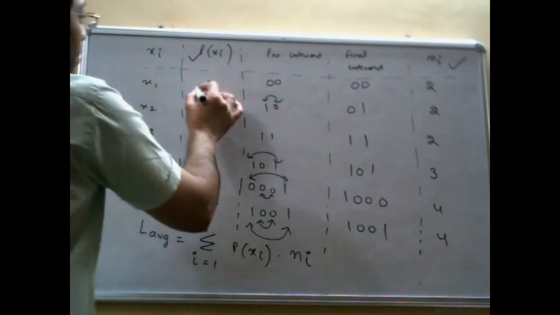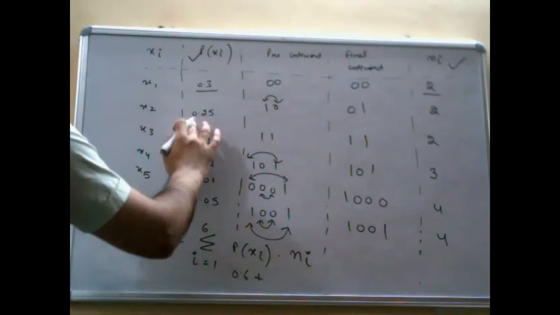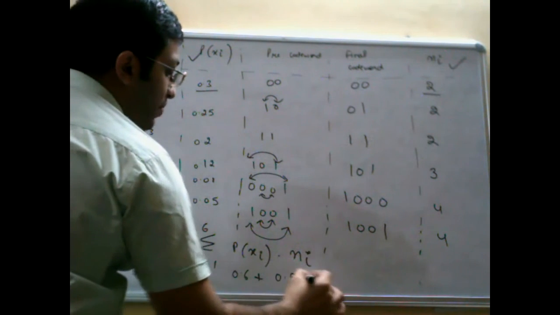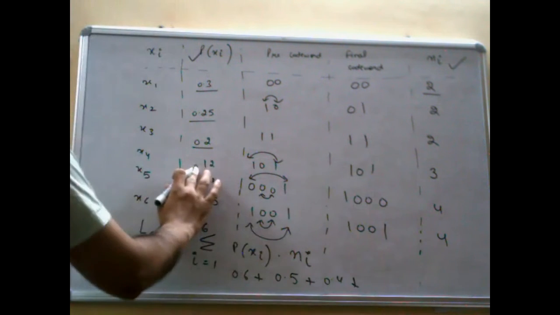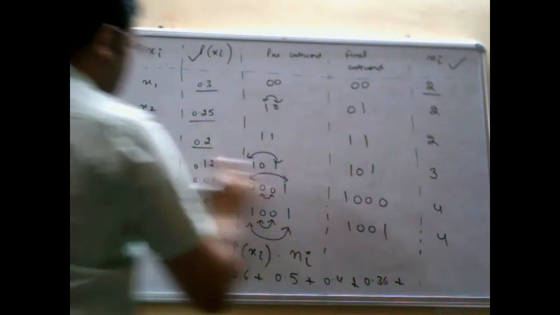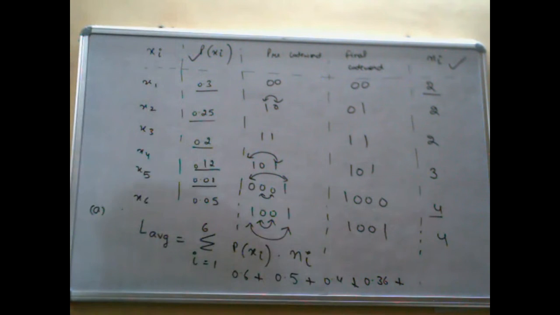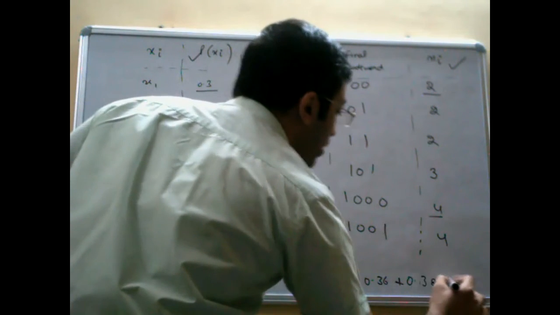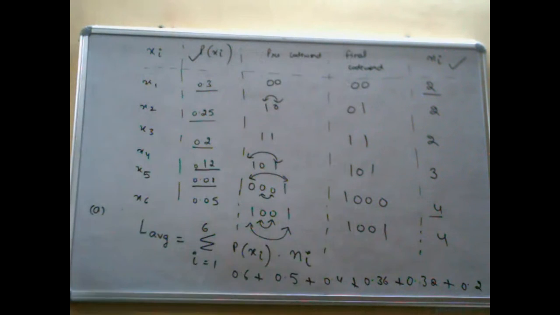Let's see what this will be. 0.3 into 2 will be 0.6, 0.25 into 2 is 0.5, 0.2 into 2 is 0.4, 0.12 into 3 is 0.36, 0.12 into 1, 2, 3, 4 is done, 0.08 into 4 is 0.32, 0.05 into 4 is 0.2. When you add this, what result will you get? You are going to get 2.38 as the answer.